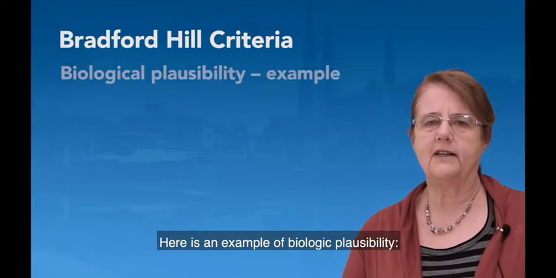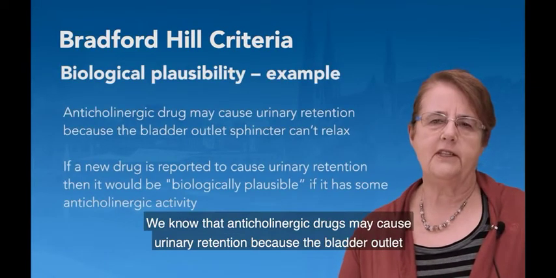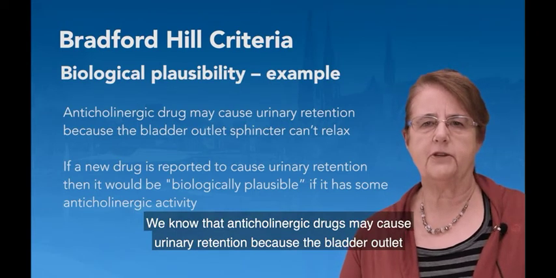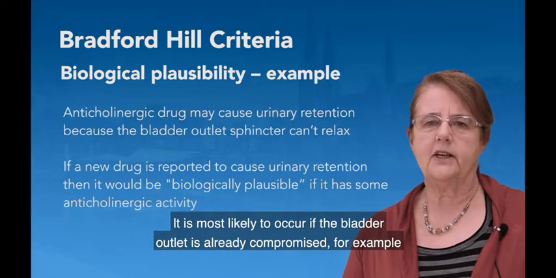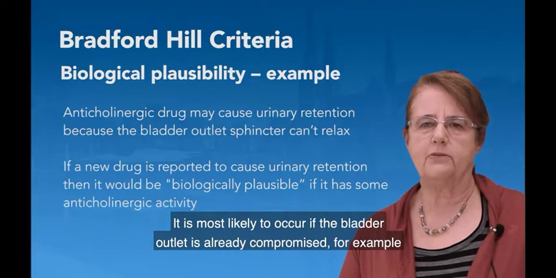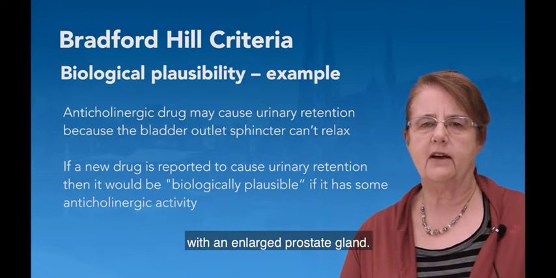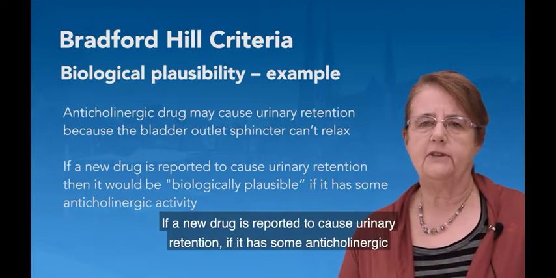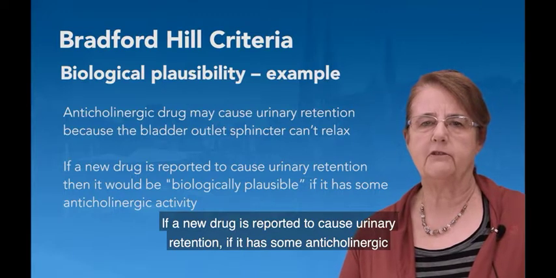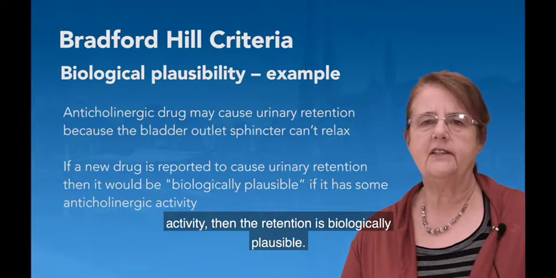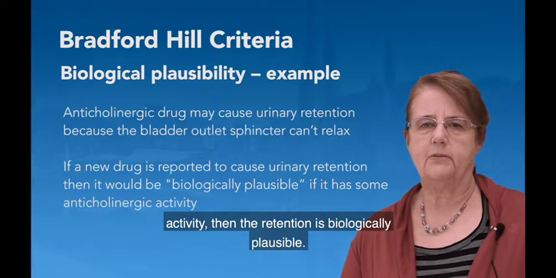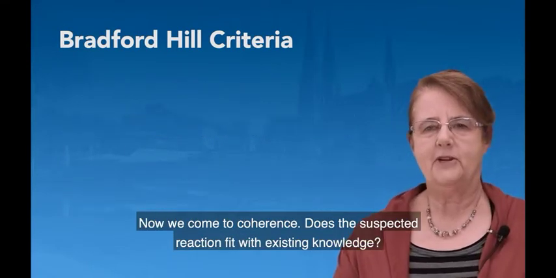Here's an example of biologic plausibility. We know that anticholinergic drugs may cause urinary retention because the bladder outlet sphincter can't relax normally. It's most likely to occur if the bladder outlet is already compromised, for example with an enlarged prostate gland. If a new drug is reported to cause urinary retention, if it has some anticholinergic activity, then the retention is biologically plausible.